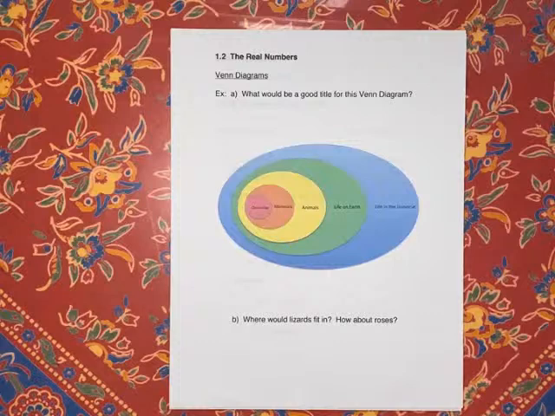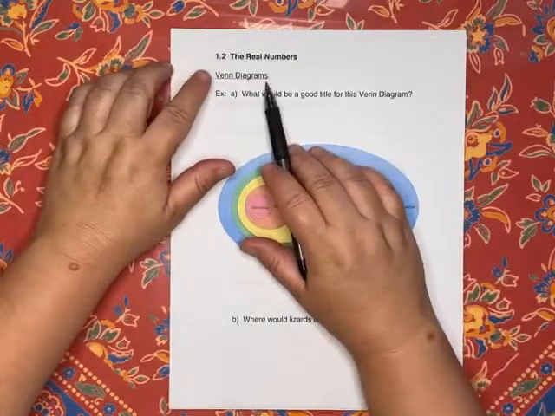Okay, this is Math 60, 1.2, the real numbers. At which point I would be asking, wait, if there are real numbers, are there imaginary numbers? And the answer is yes, there are. We will be learning about those, but not right now. Right now, we're talking about real numbers. And the way we're going to do this is to talk about Venn diagrams.